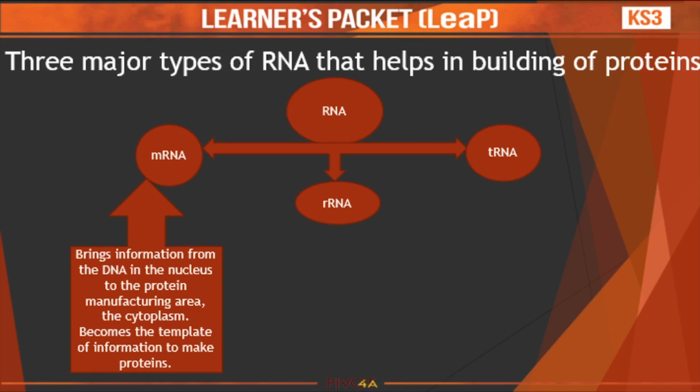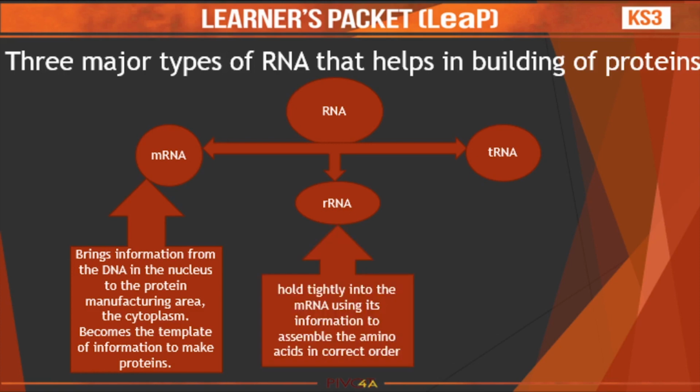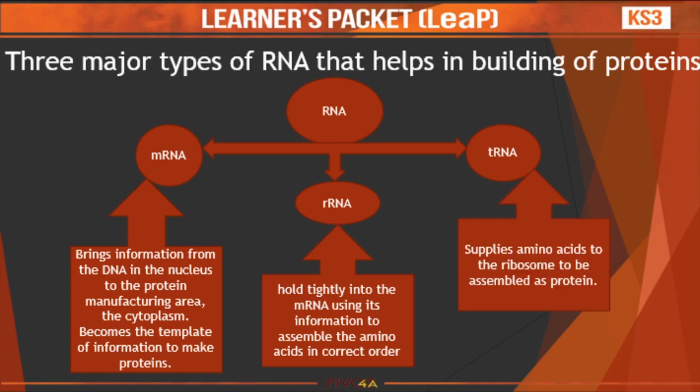Okay, the mRNA becomes the template of information to make proteins. Then, the rRNA or the ribosomal RNA holds tightly onto the mRNA and, using its information, assembles the amino acids in correct order. Lastly, we have the tRNA or the transfer RNA. The tRNA supplies amino acids to the ribosome to be assembled as protein.